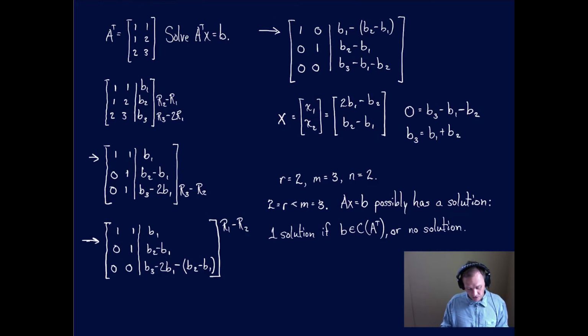And now, look at what else we have. Here we have that r equals 2. We have that r is equal to 2, but that's also equal to n. And so in this case, when we know we either have one solution or no solutions, this is when we have what's called full column rank.